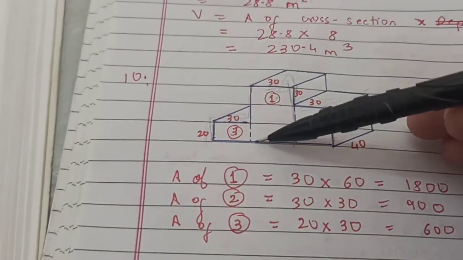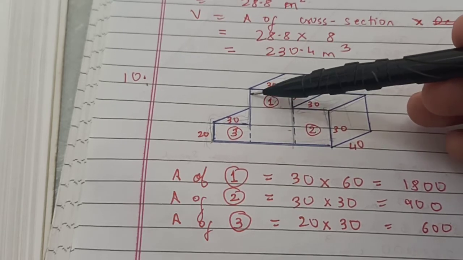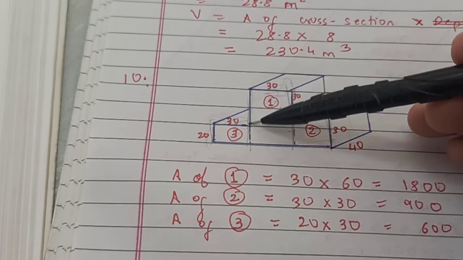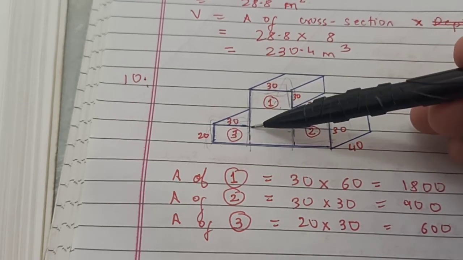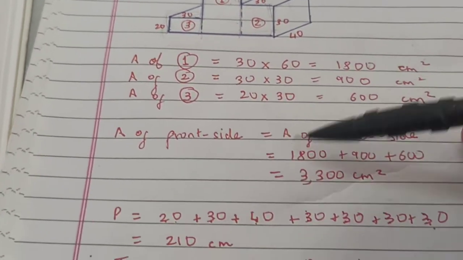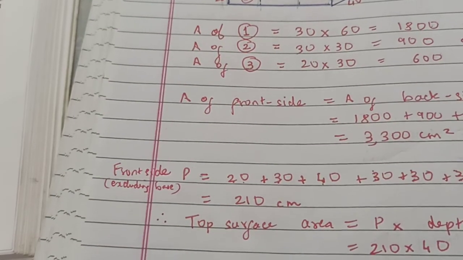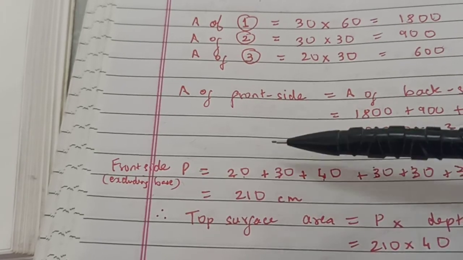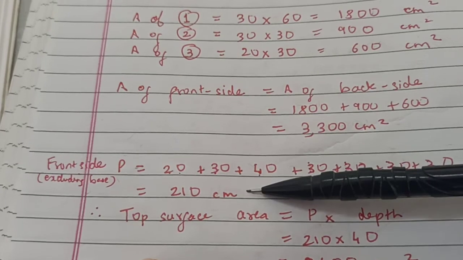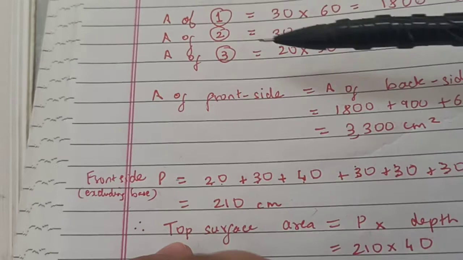So the perimeter is, this is 20, this is 30, how much is this? Well, I know that totally this is 60, out of which the small portion is 20, so this seems to be 40. So 20, 30, 40, 30, 30, 30 and 30. So totally the perimeter, excluding the base, should write that. So write front side perimeter excluding the base is 20 plus 30 plus 40 plus 30 plus 30 plus 30 plus 30, 210 centimeters.